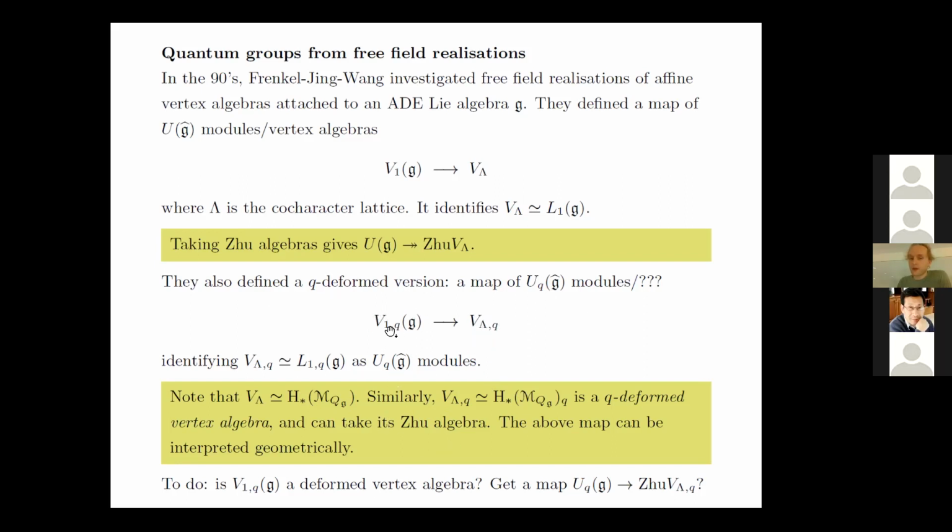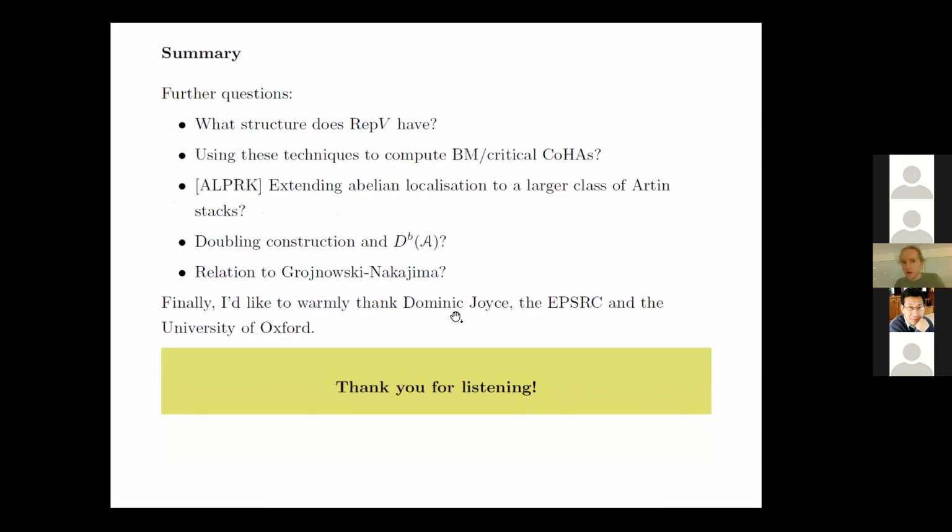And so one obvious question is whether this thing is a Q-deformed vertex algebra, and if so, can you get a map into the Joule algebra of this thing? Okay. There's been partial progress on this. For instance, you can interpret a lot of this data geometrically in terms of objects on the moduli stack. Okay, so I think I should probably end here. So yes, thank you very much for listening, and thanks for coming.